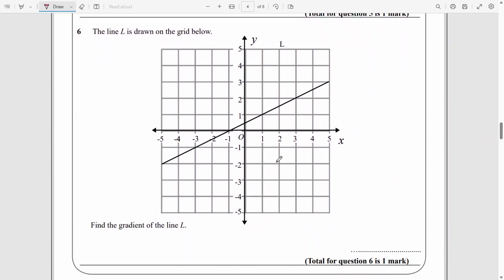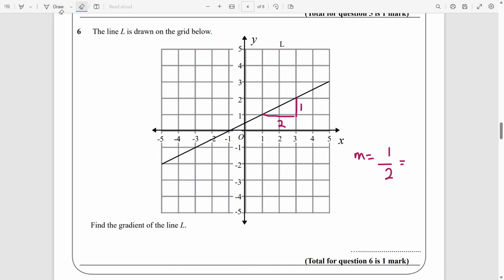And for the next, to look at the gradient for this line L, I think I'm going to take a line from here and here. So up is going to be 1, across is going to be 2. So the gradient will be 1 over 2. Okay, and that's just it here, or 0.5.